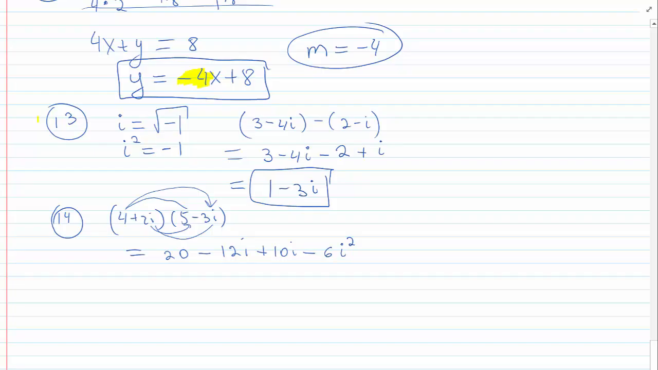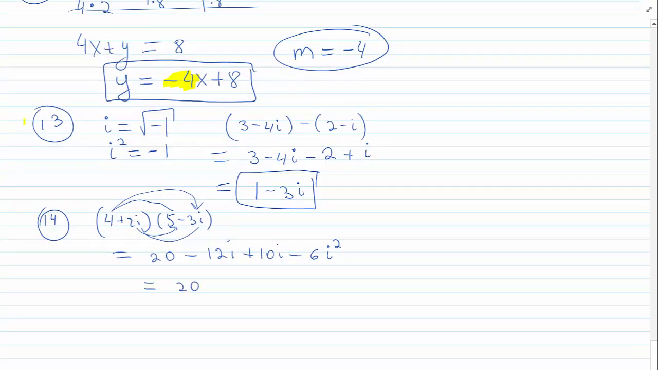All right, so 20 is 20. Negative 12 plus 10? Negative 2. Negative 2i. And then negative 6i squared becomes? Plus 6. So i squared is -1 right here, right? And then negative 6 times -1 is positive 6. Combine again the numbers here. 20 plus 6 is... Final answer. Okay, so that was fun.